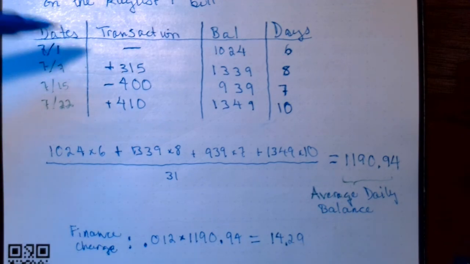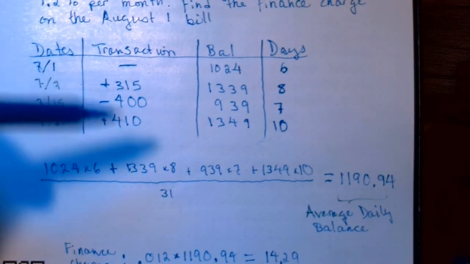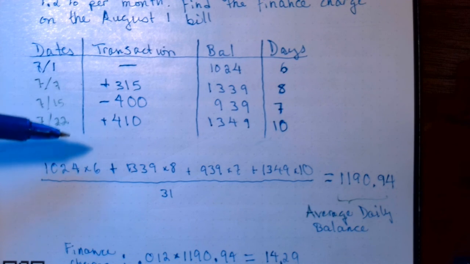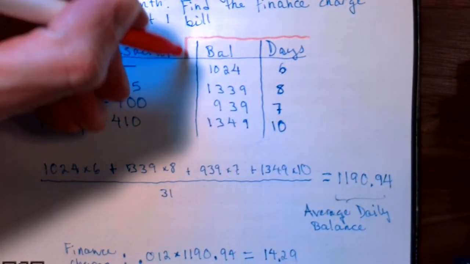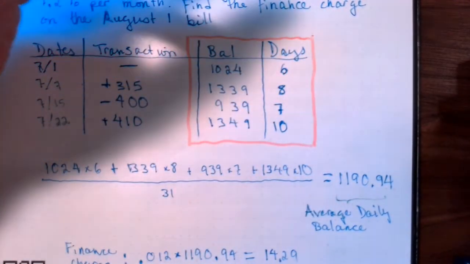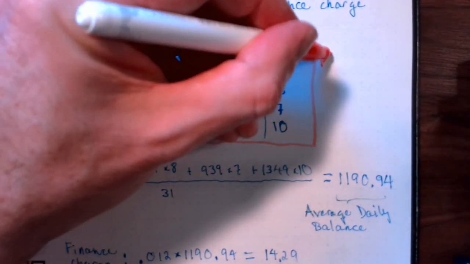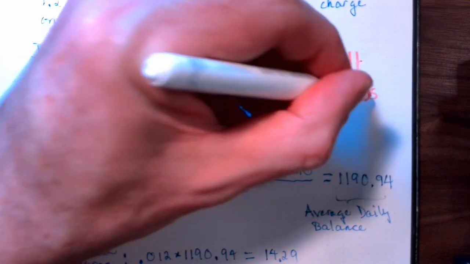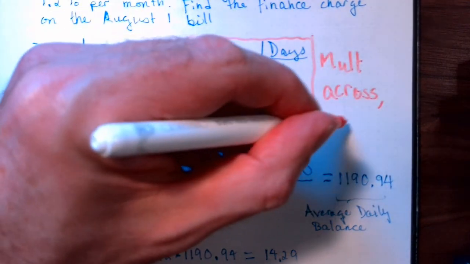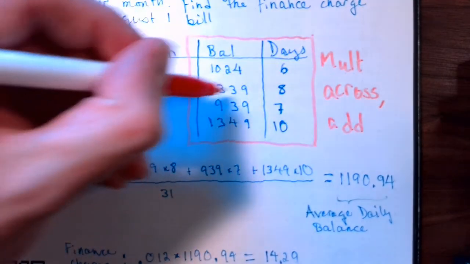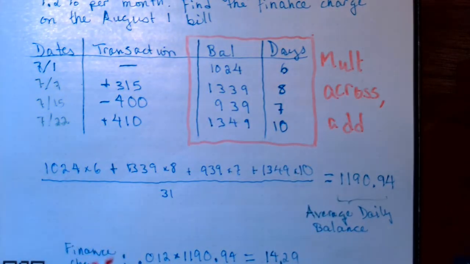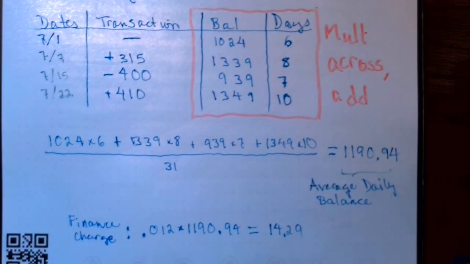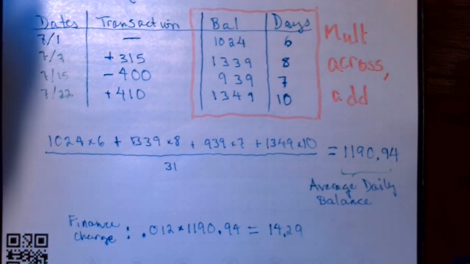So this table right here gives us a very convenient way to keep track of the balance on various days. And remember, we use those last 2 columns to help us with the computation. We multiply across, multiply across, multiply across, add all those up. And don't forget we divide by the number of days in the month that you're dealing with.